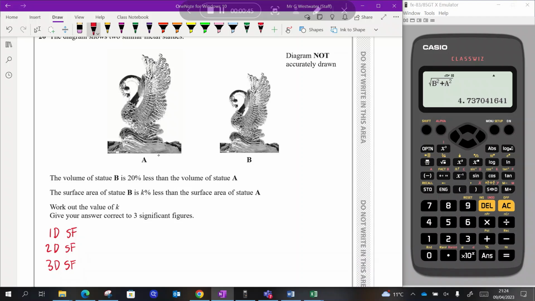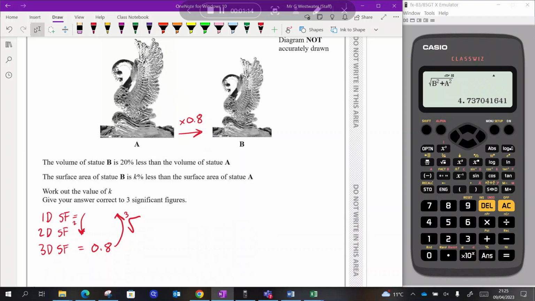So it says the volume of statue B is 20% less than the volume of statue A. So to get from A to B, we're timesing by 0.8. Okay, 3D scale factor is 0.8. The surface area of statue B is k% less. So what I need to do to this 0.8 is I need to cube root it to work out what the 1D scale factor is, and then I need to square it to work out what the 2D scale factor is.